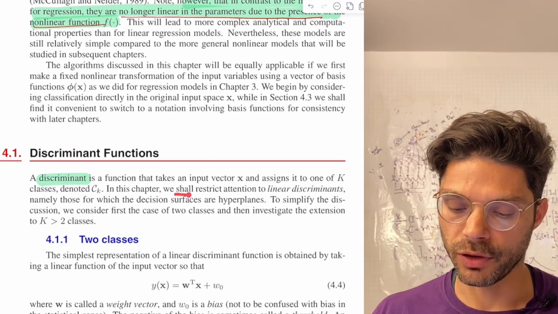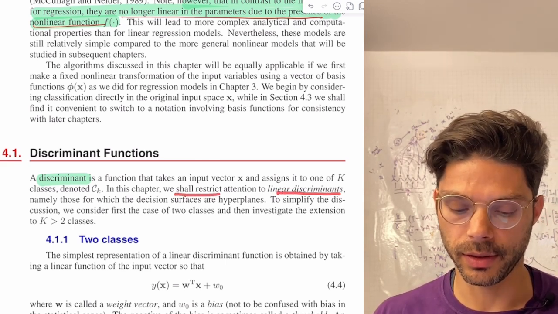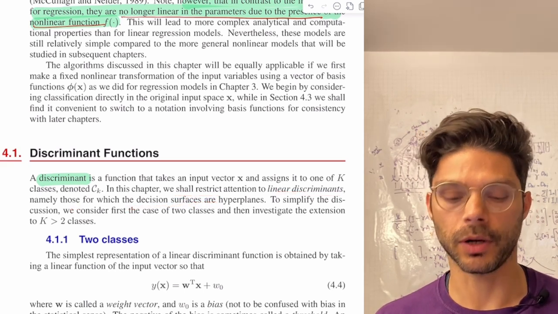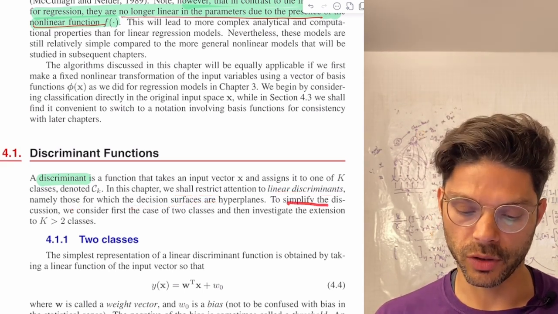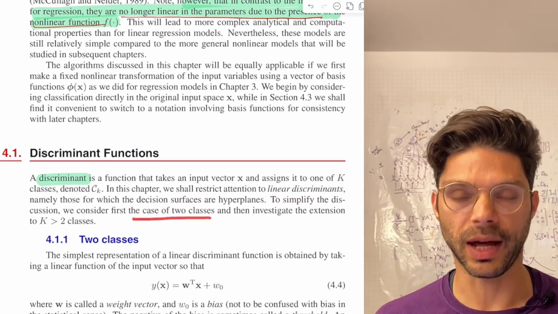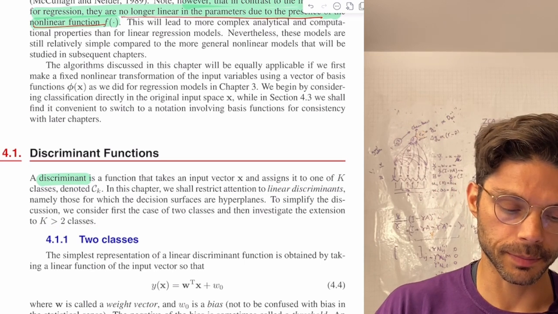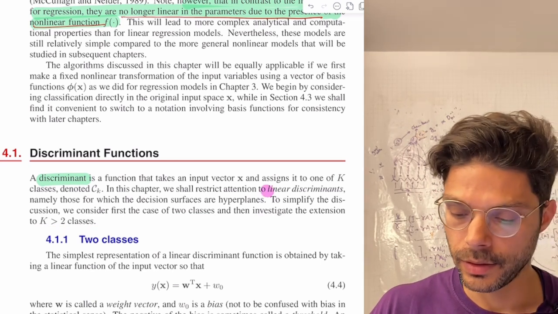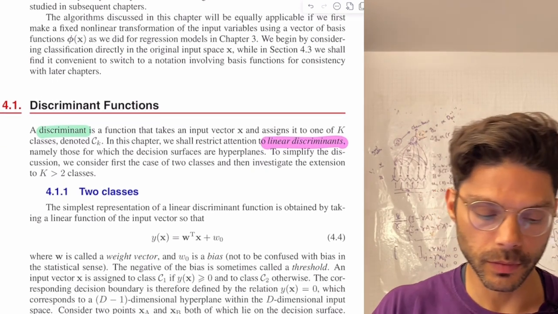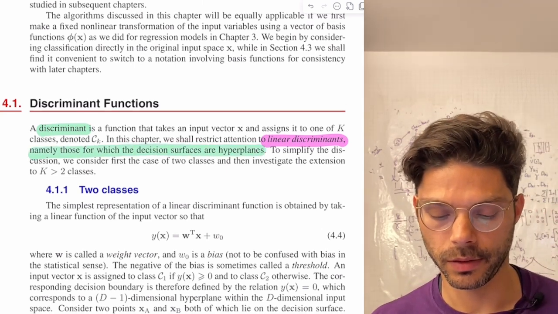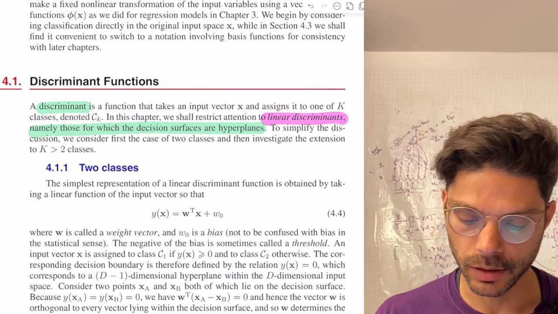In this chapter, we shall restrict attention to linear discriminants, namely those for which the decision surfaces are hyperplanes. And we'll talk about what all of that means. To simplify the discussion, we consider first the case of two classes, and then investigate the extension to the case of more than two classes. Okay, so let's highlight linear discriminants. Those are the ones for which decision surfaces are hyperplanes. All right, so let's start with the two classes.